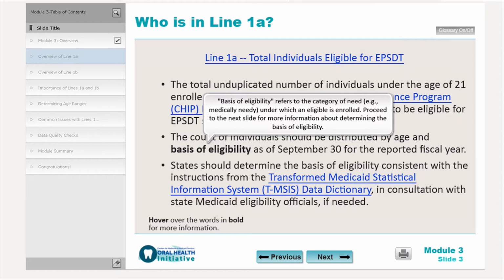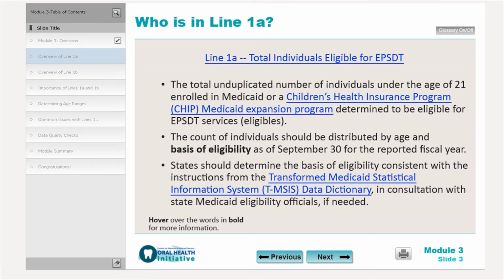Here, basis of eligibility refers to the category of need, such as medically needy or categorically needy, under which an eligible is enrolled. On the next slide, we will review more information about determining the basis of eligibility. States should determine the basis of eligibility consistent with the instructions from the Transformed Medicaid Statistical Information System, or TMSIS, data dictionary, in consultation with state Medicaid eligibility officials if needed. More information is also available about Line 1A, the CHIP Medicaid Expansion Program, and the TMSIS data dictionary from the resources listed in the accompanying hyperlink document on medicaid.gov.